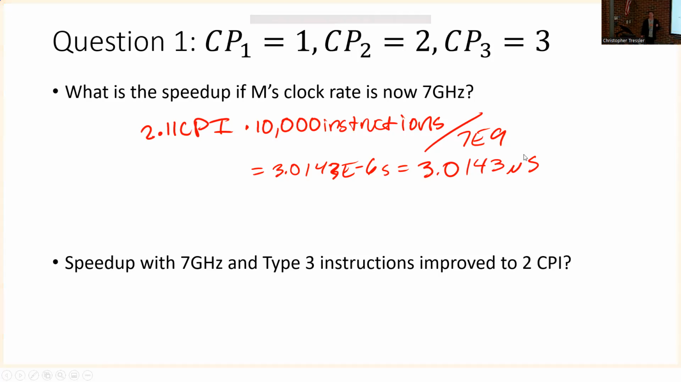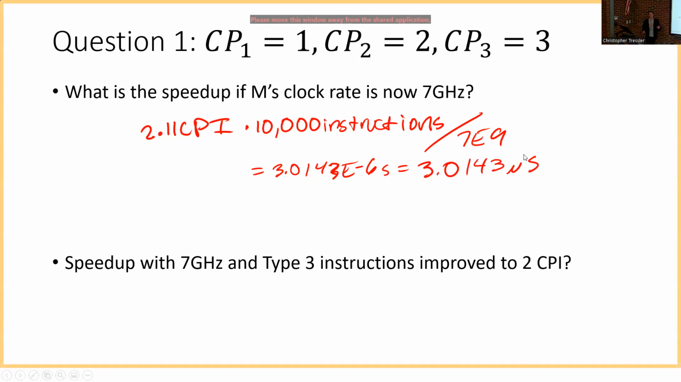Think about it: if we're finding speedup and we're going from something slower to something faster, then the speedup is going to be greater than 1. Because the speedup is greater than 1, it means you have the old slow speed over the new fast speed.